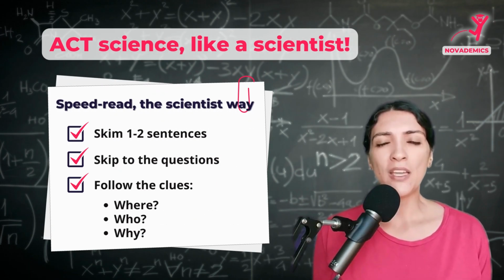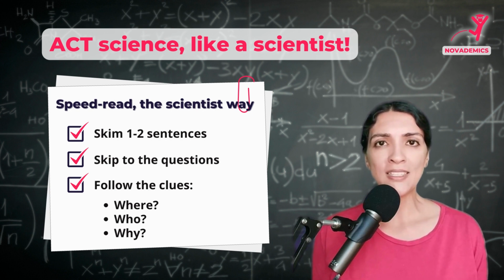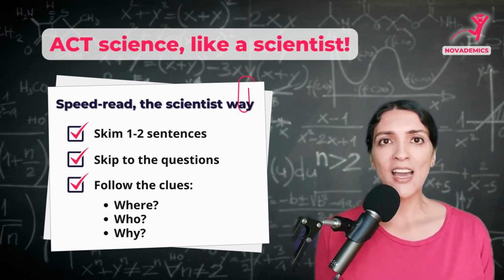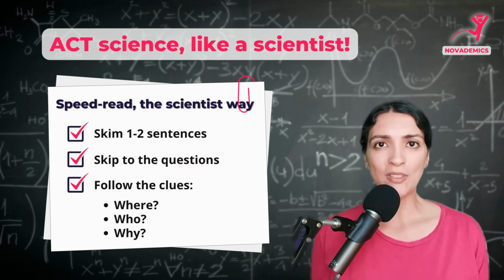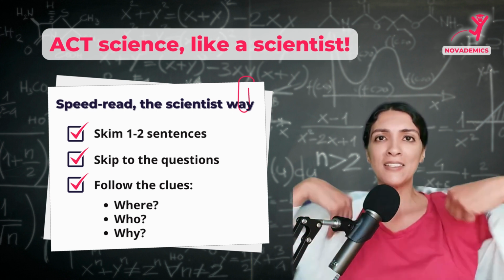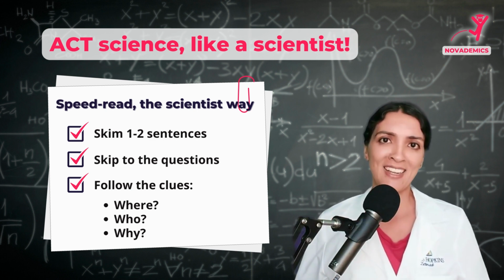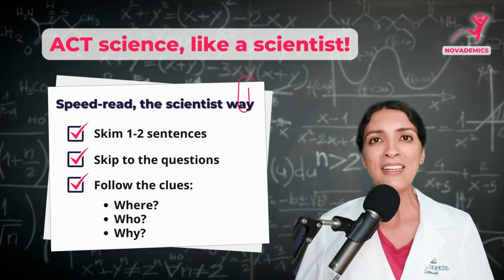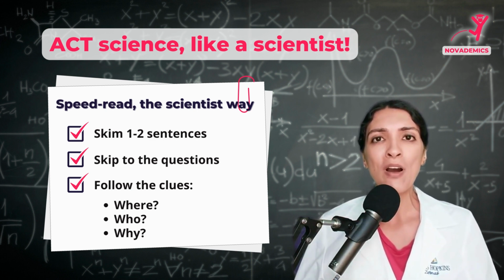So remember, skim through the first 2 sentences, skip to the questions, and look for the 3 W's, the where, the who, and the why. Now, let's get into our scientist codes or mindsets, and join me in the next video where I'll be walking you through an ACT Science test.